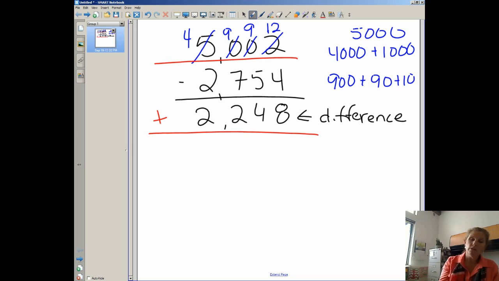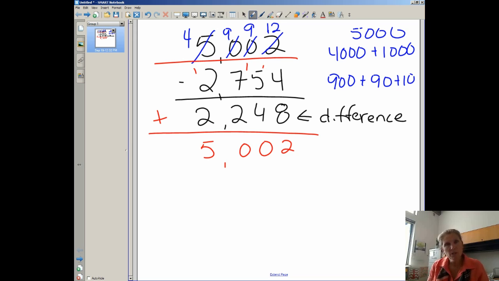I'm going to add those together. 8 and 4 is 12. Carry the 1. 9 and 5 and 4 is 9. Plus 1 is 10. 7 and 2 is 9. Plus 1 is 10. 2 plus 2 is 4. Plus 1 is 5. 5,002.